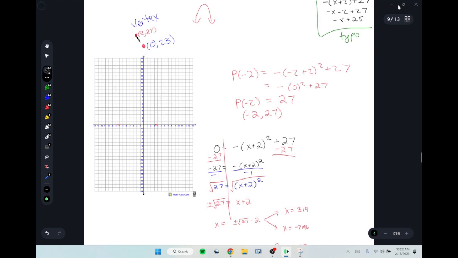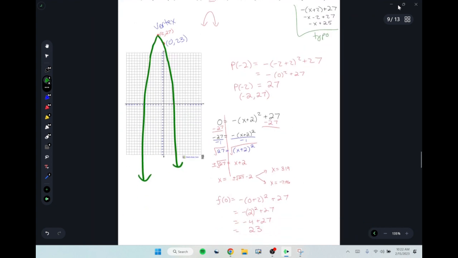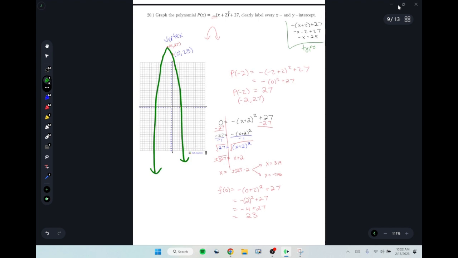Whoa, too far away. This is a very skinny, sad parabola. I can just do a thicker line. I'm going to make it green. We could also just do transformation. Yes, but it did say clearly label the x and y intercept, so that's why we solved for it. Without the transformation, it would have been really hard to know exactly where it hit those x and y intercepts. But you could absolutely do transformations. It flips, it shifts to the left, and it shifts up.